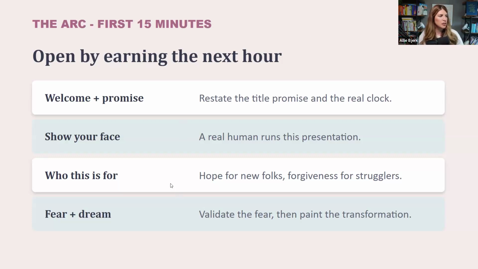And then you want to make sure that you state who this is for. You want to make sure that you're giving hope for people that are new. You want to offer forgiveness to people that are struggling. That's why you hear this line a lot in marketing, where it's like, it's not your fault if you've tried this before. It's not your fault if you've bought other programs.